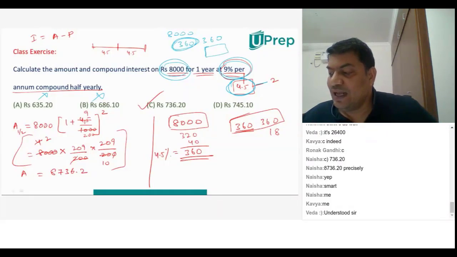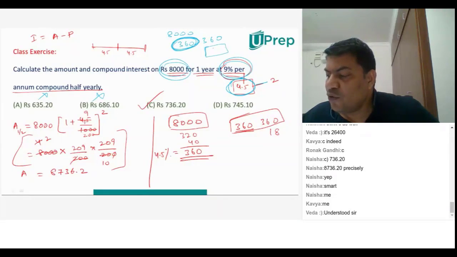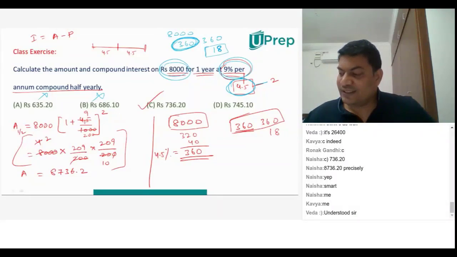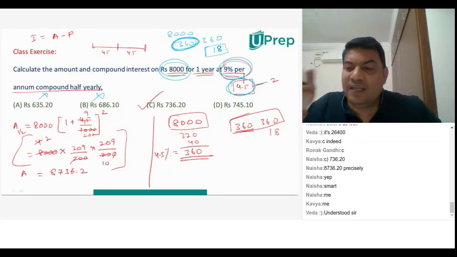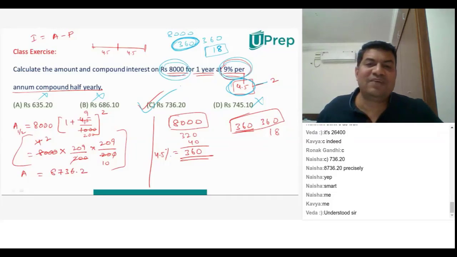Now, how do I calculate? I need to calculate 4.5% of 360. It's easy to calculate 5%. 10% of 360 is 36 rupees. 5% will be 18 rupees. I know 4.5% will be a little less than 18 rupees. So 360 plus 360 is 720. 720 plus 18 is 738. Answer should be a little less than 738. So of course it cannot be 745. Therefore it has to be 736.2.